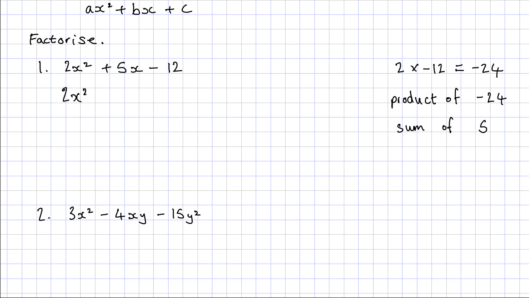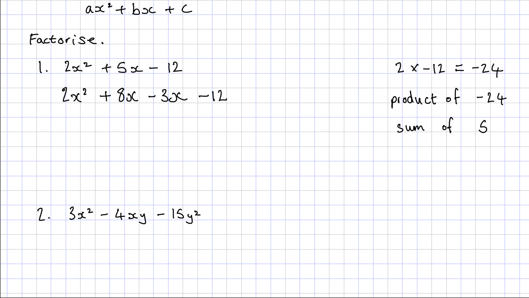2x squared plus 8x minus 3x. This is where the 8 and 3 are. I'm just going to write the minus 12 here. What I've done, I haven't changed anything. The 2x squared is still there. The 8x minus 3x is 5x. And then the minus 12 is there. The reason why I chose 8 and minus 3 is because it gives me a sum of 5, and also a product of minus 24.